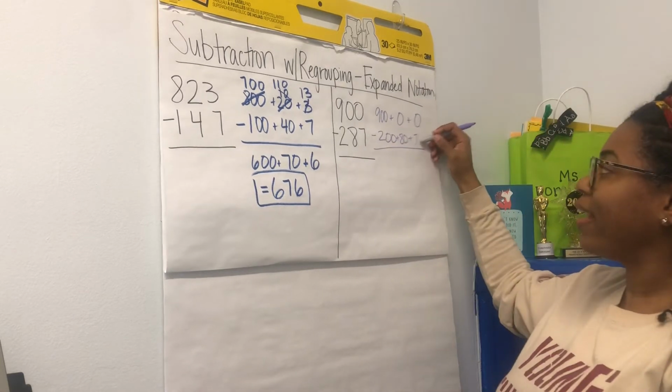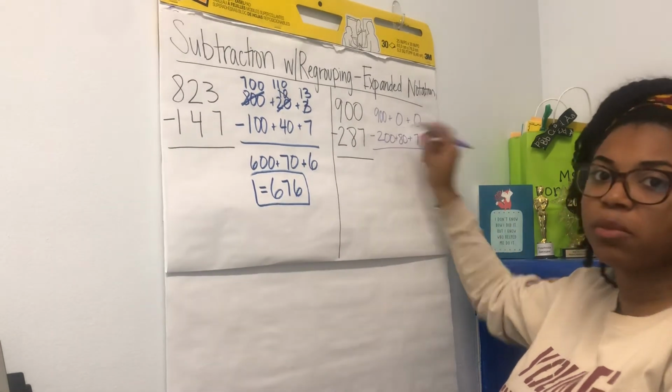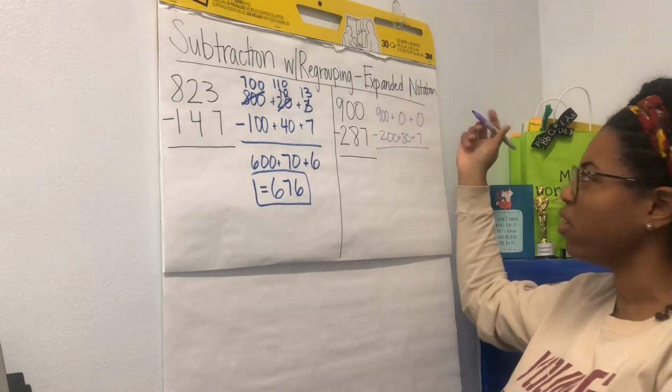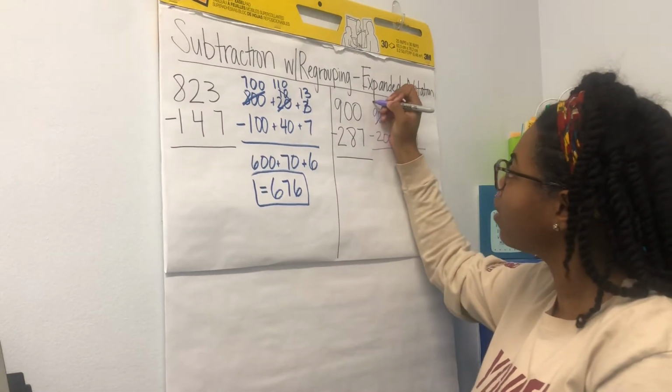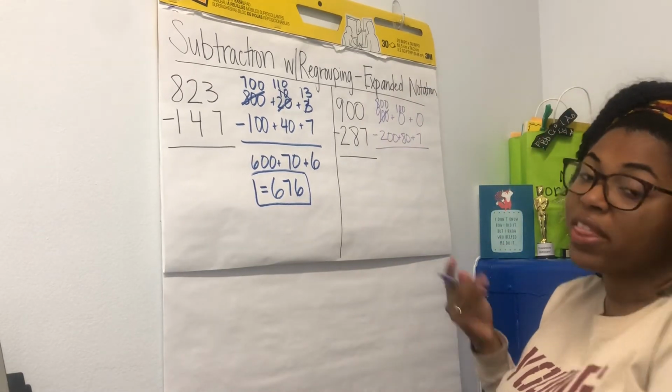Okay, I cannot take 7 from 0, so I need to regroup. I go to the tens place, but there's nothing there either. So I need to go all the way to the hundreds place and then keep moving the value. So I take 100 from here, that's 800. And I put the 100 here. But that's not where I needed it.